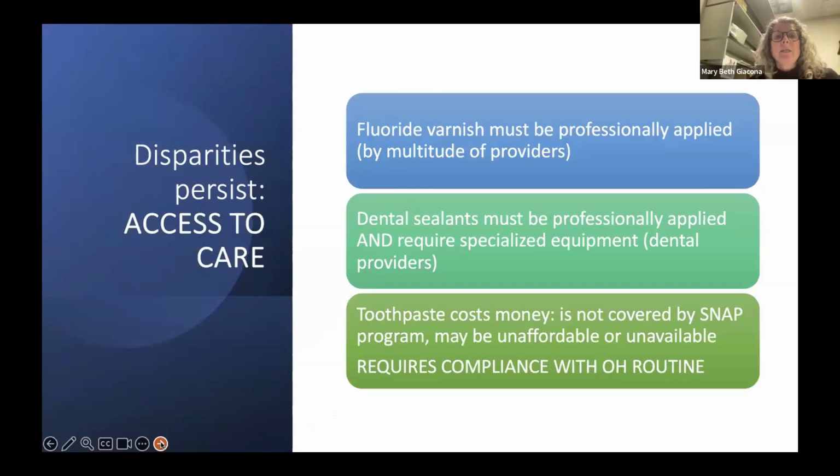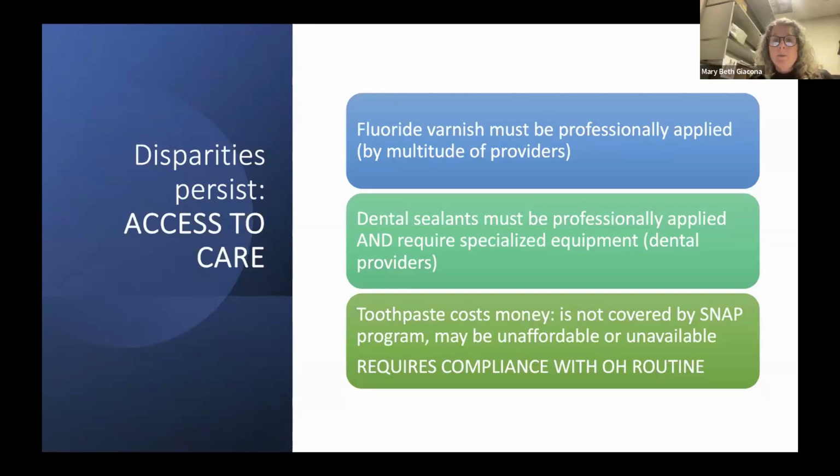So disparities, unfortunately, persist, mostly when it comes to accessing care. Again, that fluoride varnish is not available over the counter. You have to be able to access it. It's got to be professionally applied, again, by a multitude of providers, from school nurses to pediatricians to the dental workforce. Dental sealants definitely must be applied by a licensed and trained dental specialist, and they also require some specialized equipment. So they're not hard to do, but they're not something that is just painted on and as easily done as fluoride varnish applications.